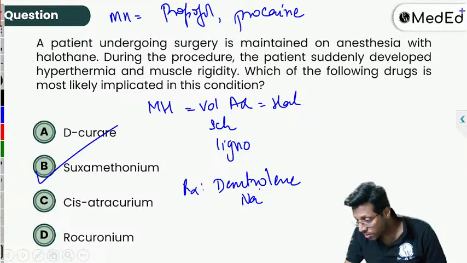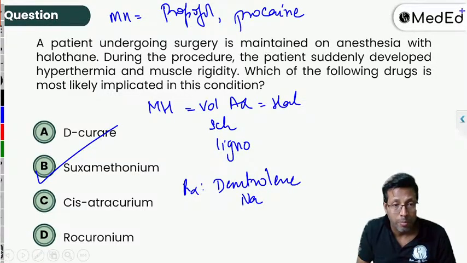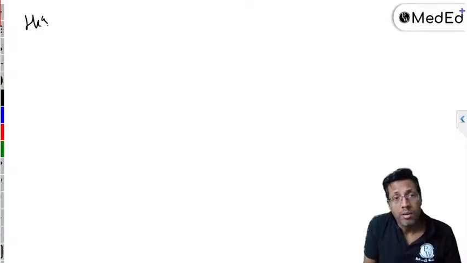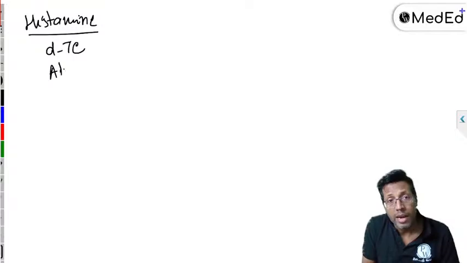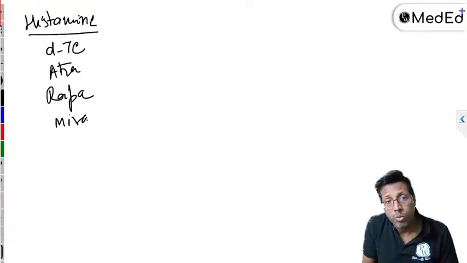There is one question where Dr. Devaki has asked me about vagolytic. Vagolytic means increasing heart rate. All the drugs that are histamine releasing: the maximum is by DTC, D-tubocurare, and then atracurium. In the past it was rapacuronium, but it is also seen a little bit with succinylcholine.